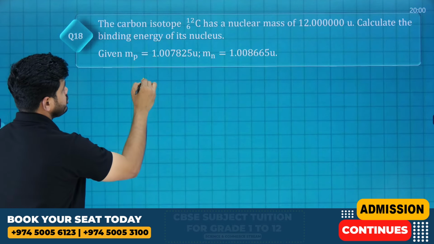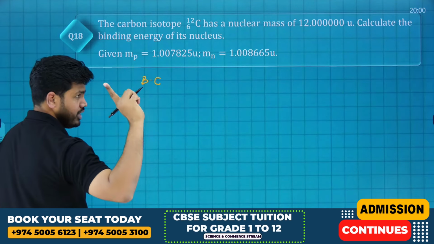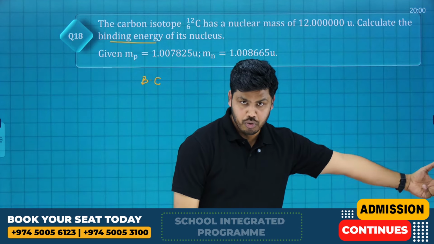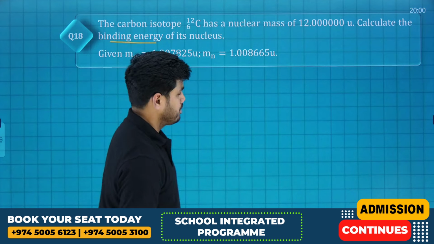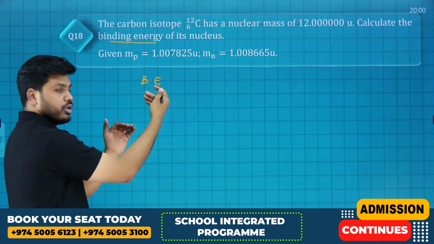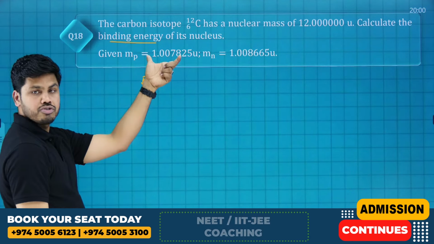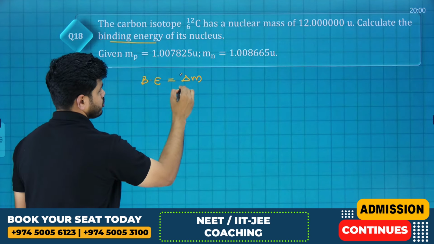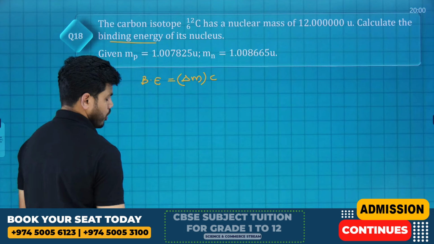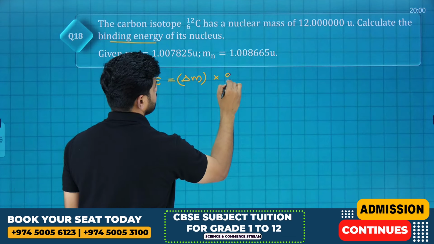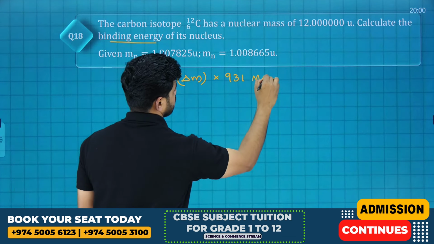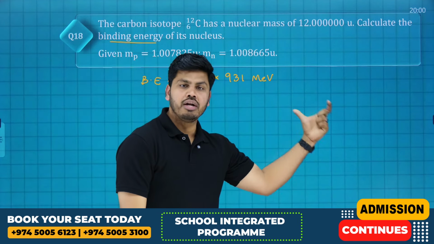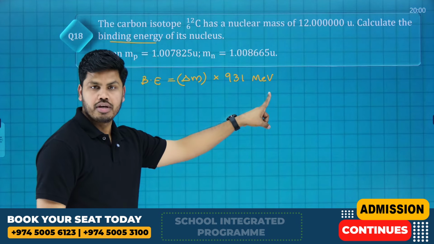So, binding energy of any nucleus, be very careful whether it is binding energy only or binding energy per nucleon. That matters because it is calculated differently. At the end, we divide by the mass number. So here it is only binding energy. Binding energy of a nucleus is the change in mass, or the missing mass, into c squared. Or we multiply it with the energy equivalent of 1 atomic mass unit. So delta M into 931 MeV. That is what we have to do.